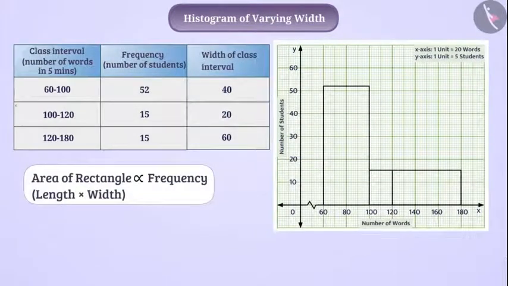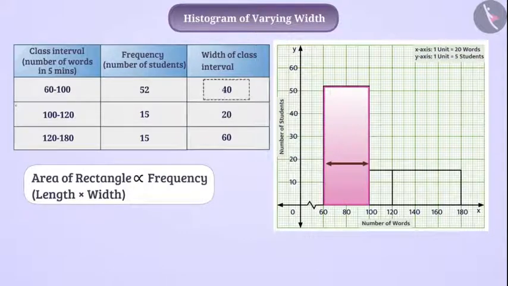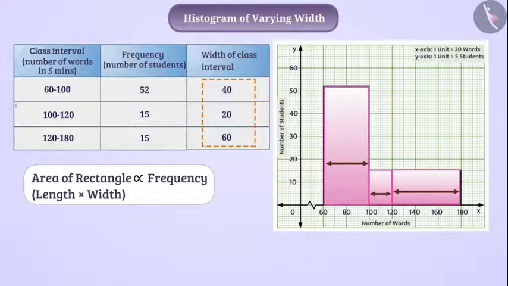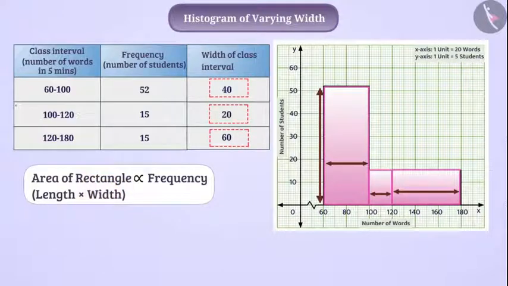In the histogram, the area of rectangles must be proportional to frequency. The width of the rectangles depends on the class width. The class widths here are different. Therefore, the width of the rectangles will also vary. If we want the area of rectangles to be proportional to the frequency, we must change the width or length of the rectangles. But the class width of each class interval is fixed, so we cannot change the width of rectangles. So, we have to change the length of rectangles.